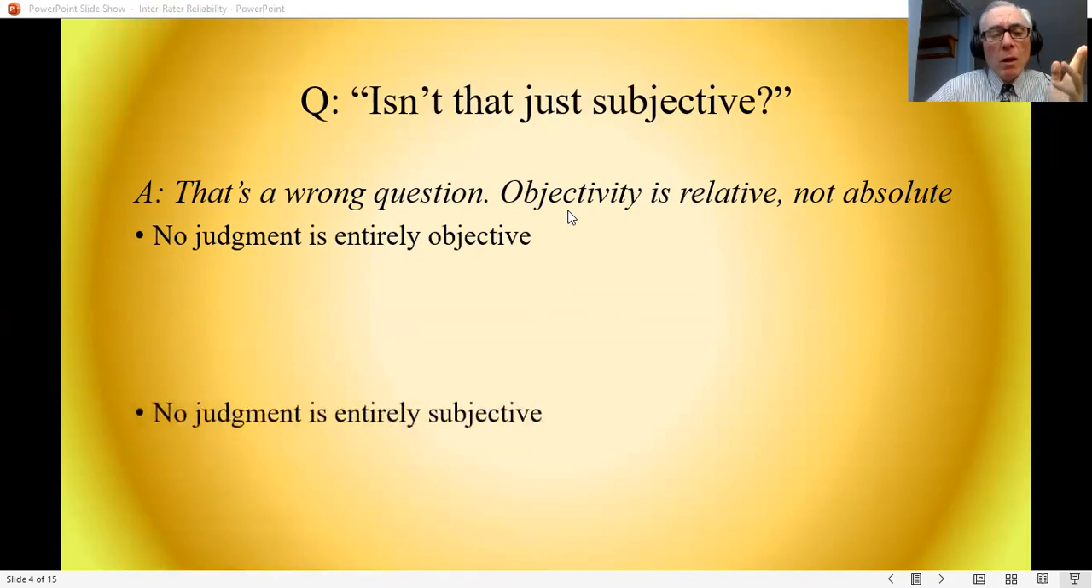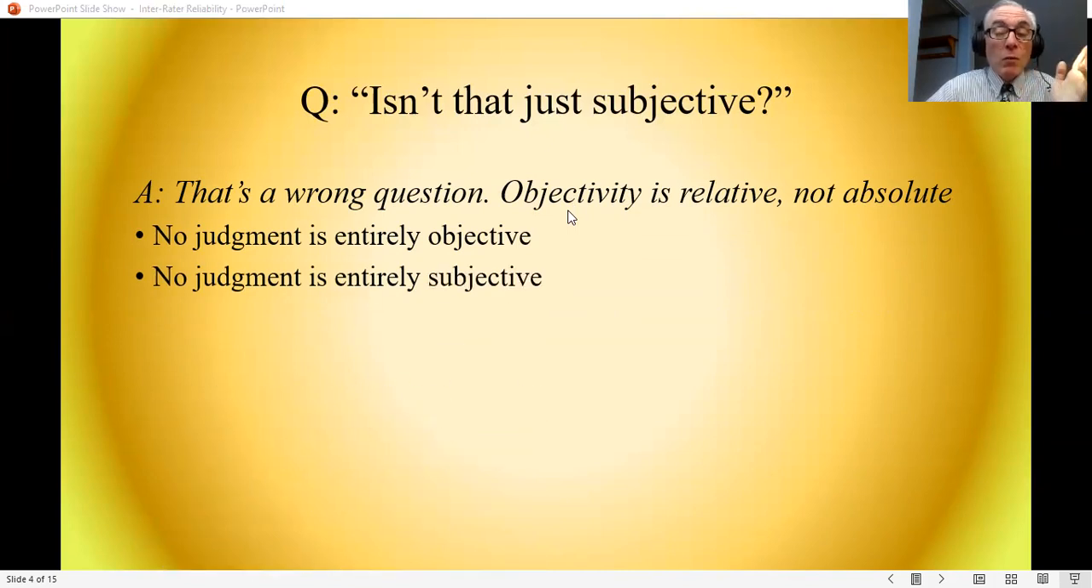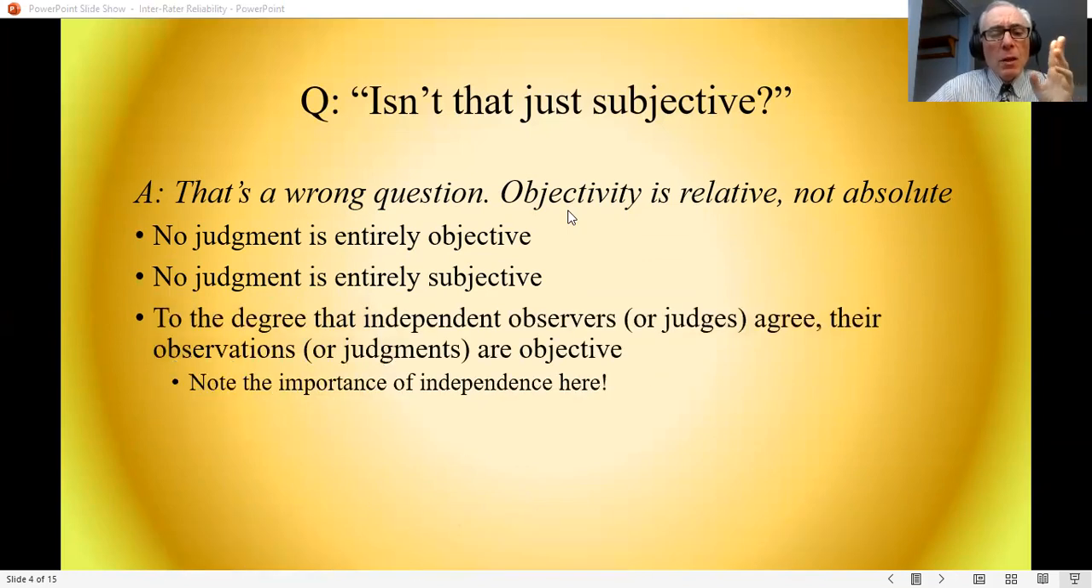But by the same token, I would say that no judgment, or at least very few judgments, are going to be entirely subjective. There is something that we are trying to tap into when we evaluate how good is that poem, how promising is that business proposal, how likely is it that this person in fact suffers from schizophrenia. There's something that we're trying to get at together. And to the degree that independent observers agree, their observations are objective.